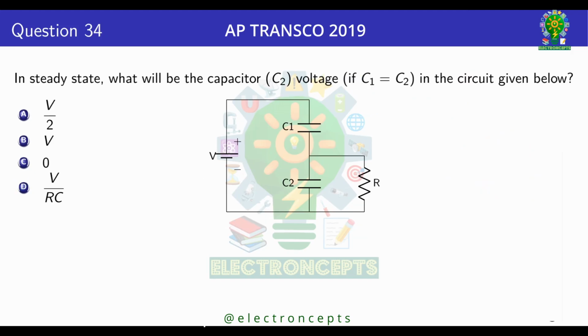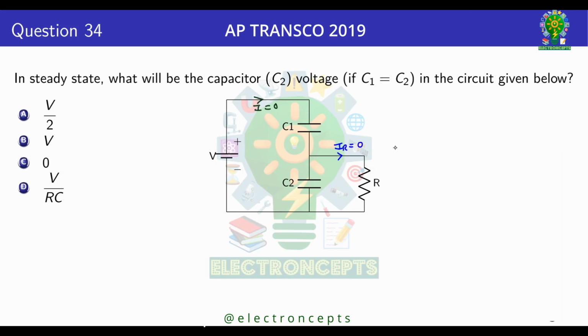Question number 34. In a steady state, what will be the capacitor C2 voltage if C1 is equal to C2? In steady state, since input is DC, capacitor acts as open circuit. C1 becomes open circuit. No continuous current can flow from DC voltage source through the circuit. Therefore, I is equal to 0. Since the current from input is 0, the current flowing through the resistor is also 0.